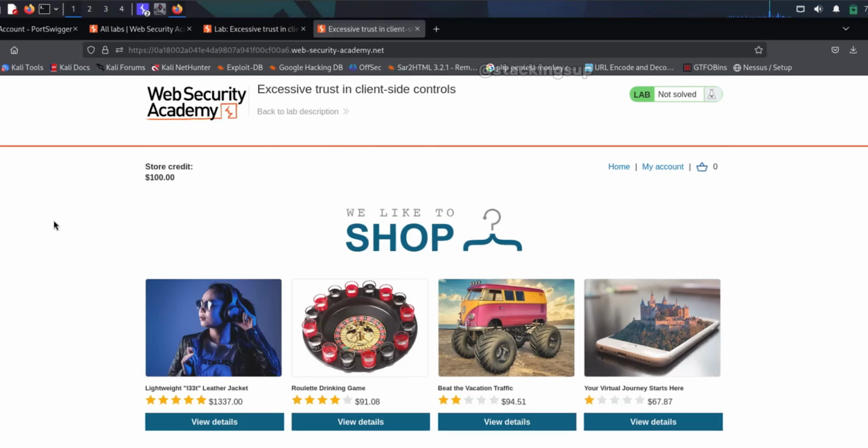Today we're going to learn about business logic vulnerability. So exactly what is a business logic vulnerability? It is a flaw in how an application handles its workflow or rules, allowing an attacker to misuse the system in a way the developer didn't expect.